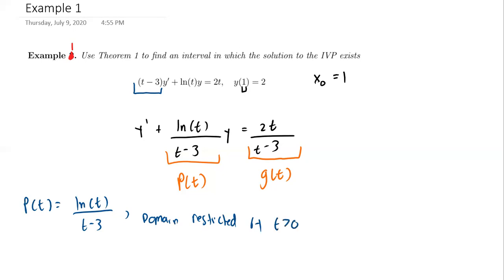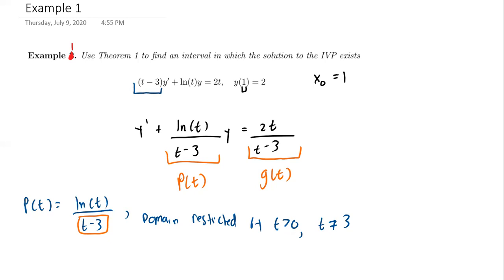Now we also have another domain restriction. We can't divide by 0. So t minus 3 can't be equal to 0. Okay, so when is t minus 3 equal to 0? When t equals 3. So not only does t have to be greater than 0, but also t cannot be equal to 3.